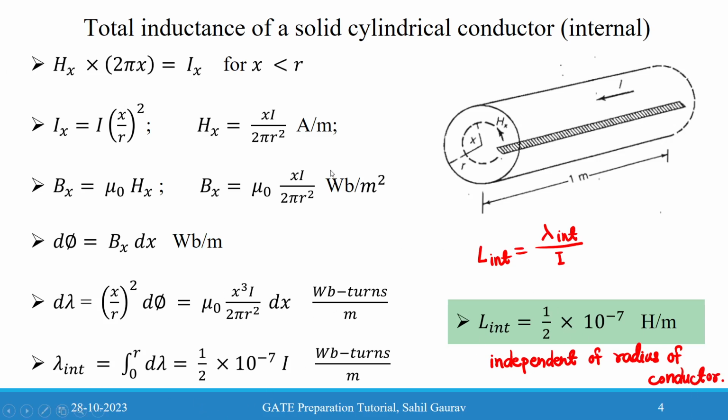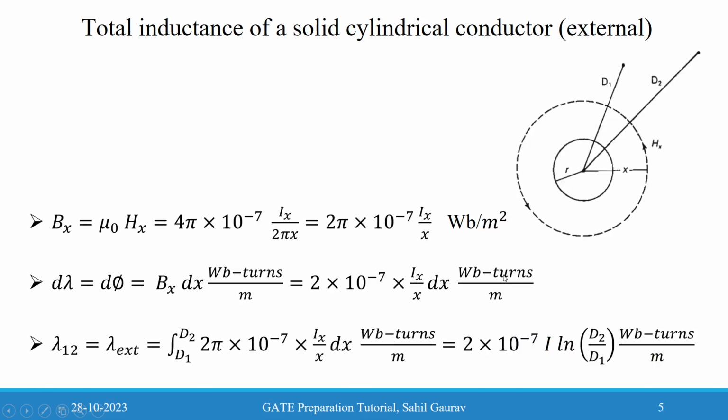Now we will see how we can find the external flux and external flux linkage, and from there we can find the external inductance of a solid cylindrical conductor. For that, we have considered two points, d1 and d2, at distances d1 and d2 from the core of the conductor, and we can write this expression in a similar way as we have written previously. Here we can directly write Hx as Ix divided by 2 pi x.